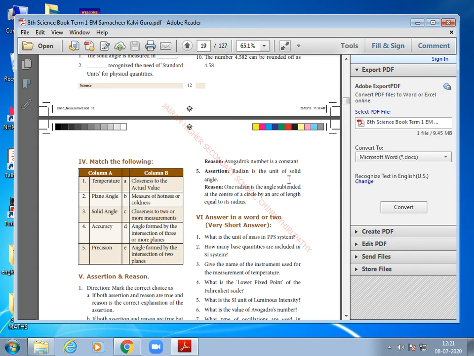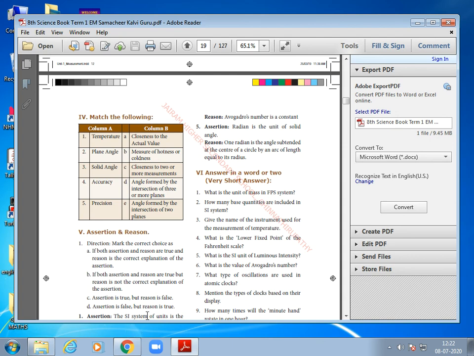Next, fifth question. Assertion: radian is the unit of solid angle. Reason: 1 radian is the angle subtended at the center of the circle by an arc of length equal to its radius. Option D. D means the assertion is false but the reason is true. The radian is a unit of plane angle, not solid angle.